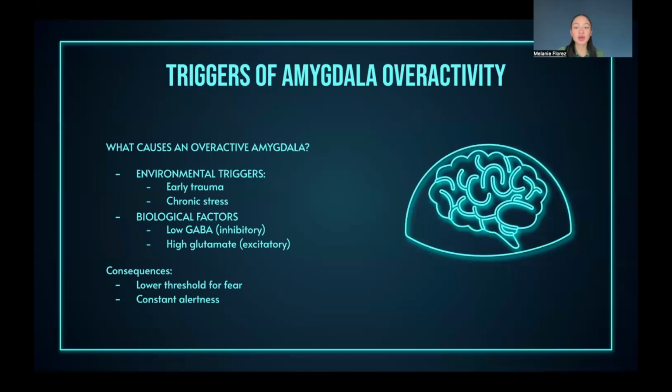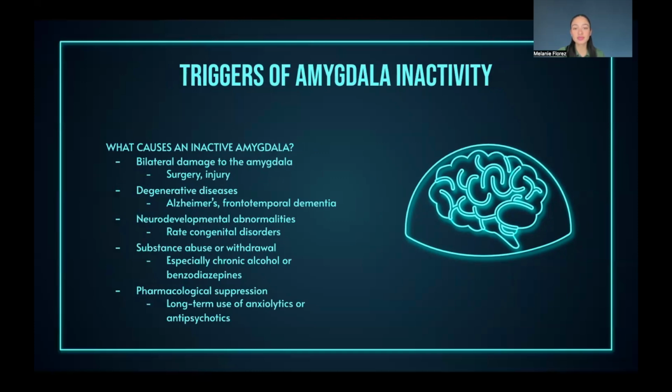On a cellular level, low GABA and high glutamate make the amygdala more excitable. Prolonged stress can also sensitize the amygdala, lowering the threshold for threat detection and leading to disorders like social anxiety or PTSD. Inactivity might stem from bilateral brain injury, degenerative diseases, or chronic drug use. Some medications and substances might suppress amygdala activity. This leads to emotional detachment, inappropriate social behavior, and the inability to recognize threats.